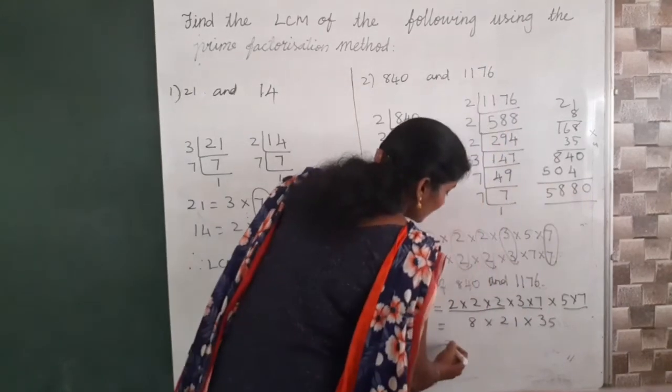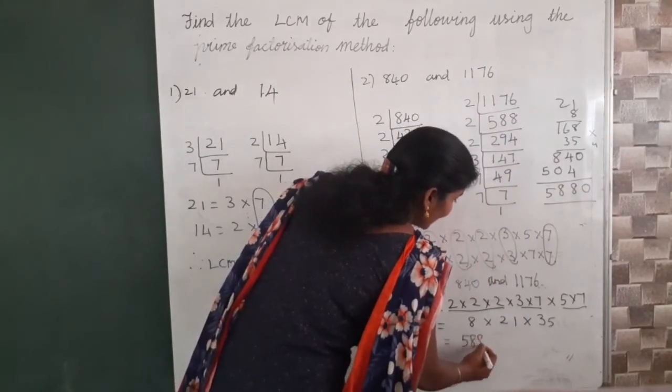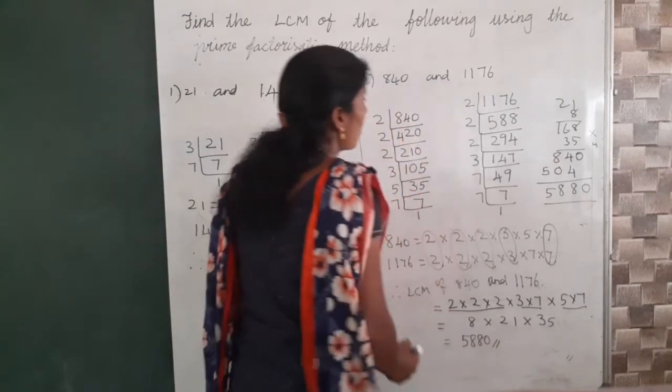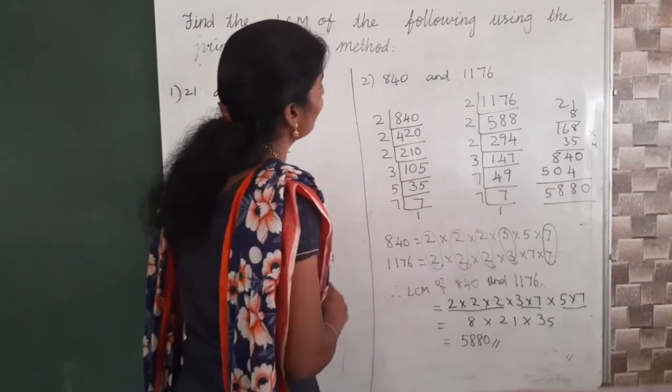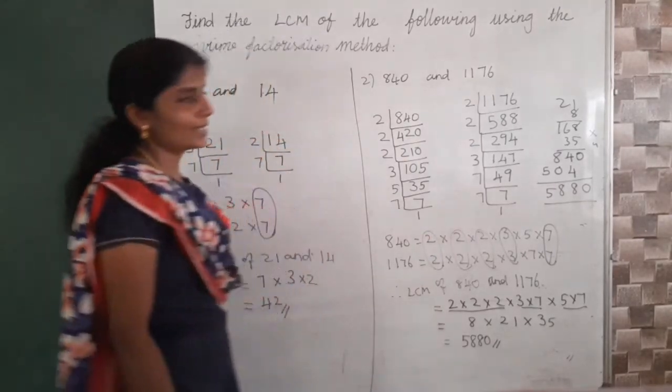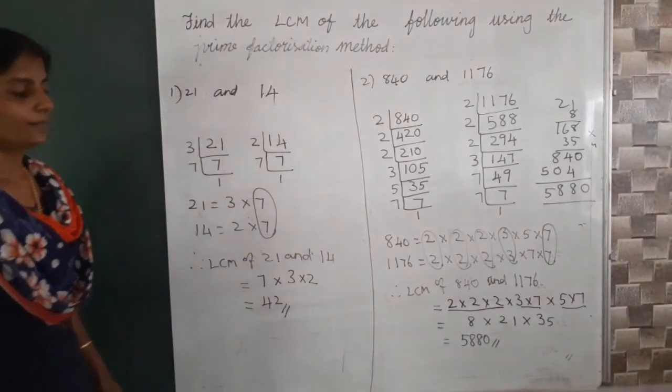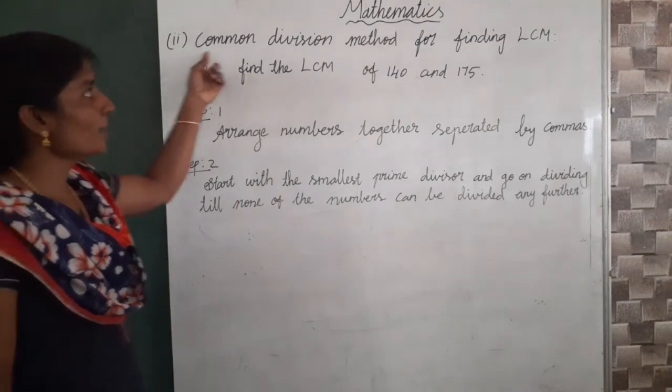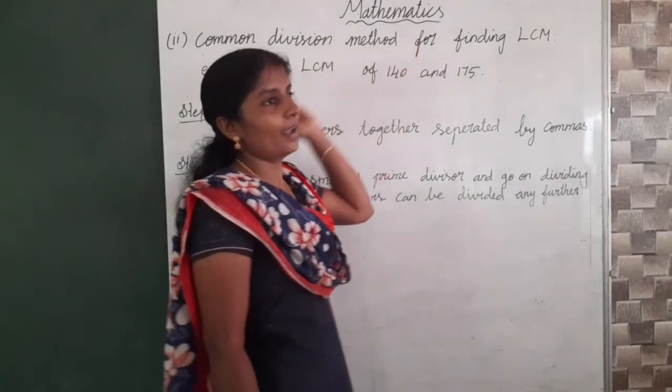Equal to 5880 is the LCM of 840 and 1176. Clear?